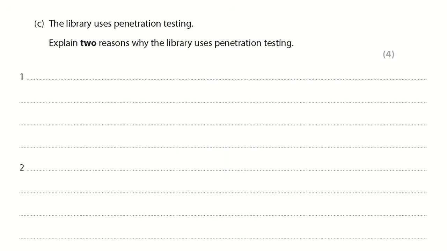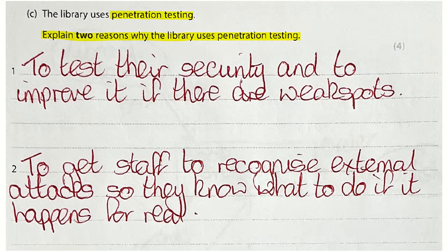Still on the library, and we've got the library uses penetration testing. We've got this time to explain 2 reasons why the library is using penetration testing. So we've got 4 marks, point expansion twice, and they've nice and easily given us space for each of these. So I have given you my 2 reasons. So why are they using penetration testing?